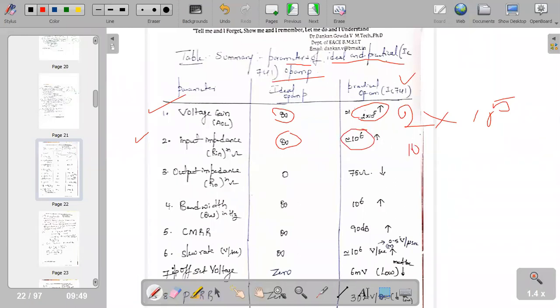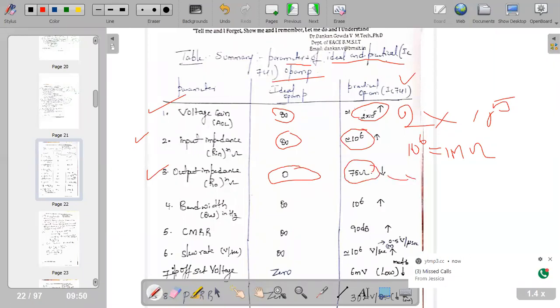It is 10 power 6. That indicates it is 1 mega ohm. So now after that, the output impedance. What is an output impedance? Ideally, op-amp output impedance is 0, but practically it is very low. The low value is about 75 ohm.